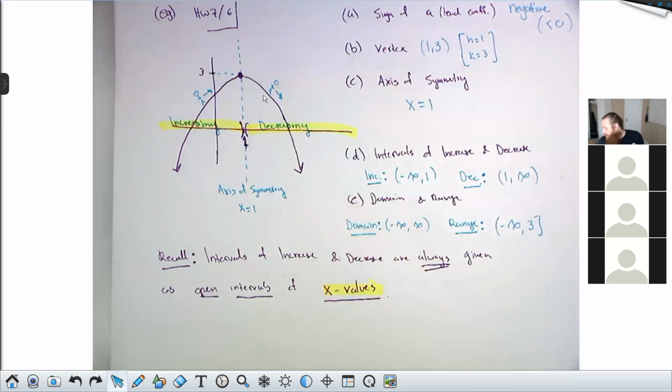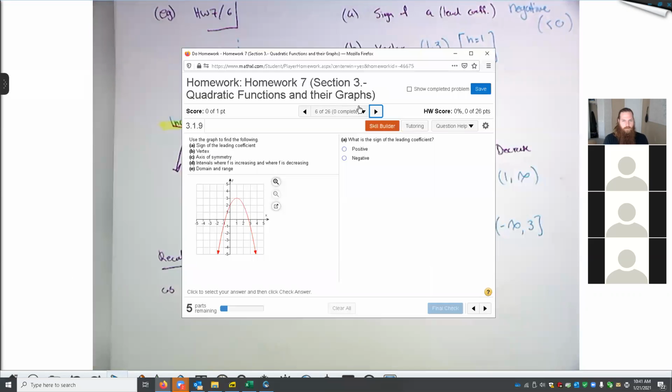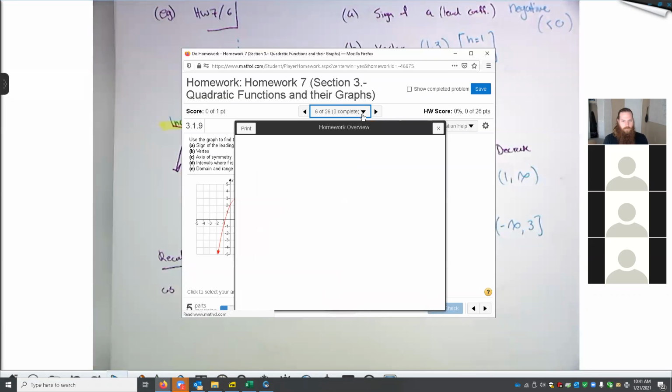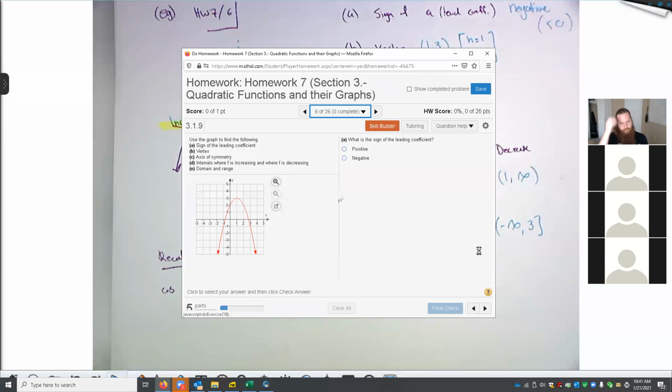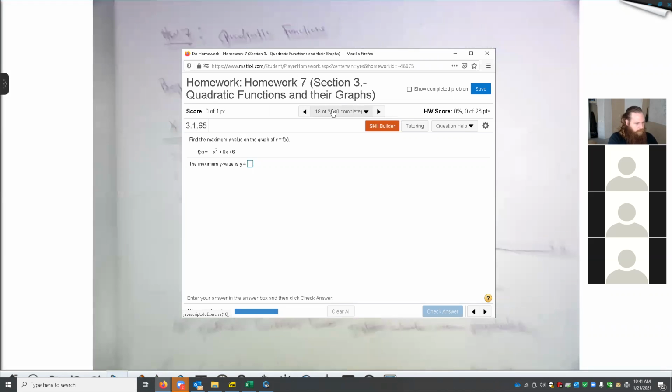So these are the basics of quadratic functions. We can look at one more problem quickly. Let's dig a little bit deeper to find something a little harder. We want to find the maximum y value on this graph. To do this, we're going to need our formula for the vertex. So let me show you this last formula you need for this homework, and then we'll come back and answer this question.